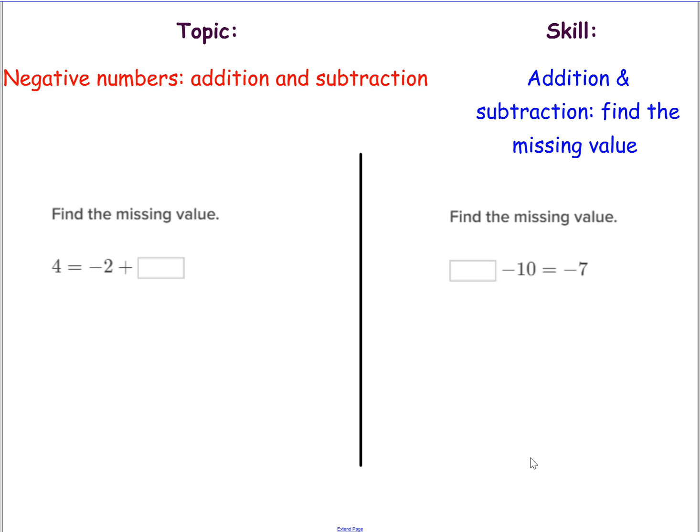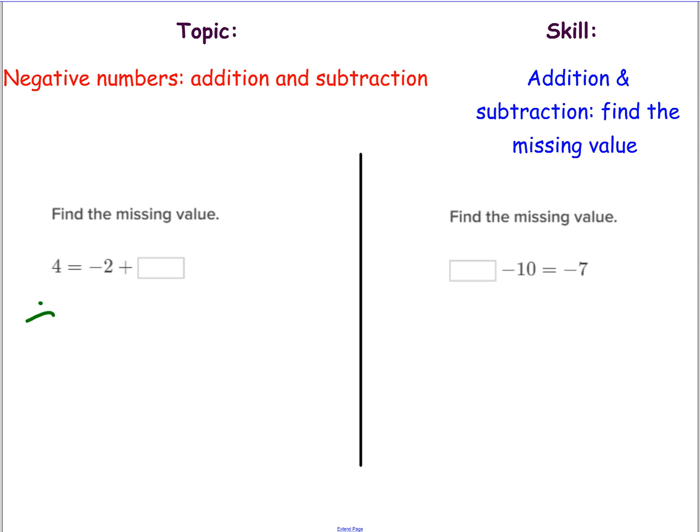So I have here addition and subtraction, find the missing value. So we are going to figure out the missing value. I'm going to do these a couple of different ways. So first of all, let's try this one. 4 equals -2 plus some blank sign.